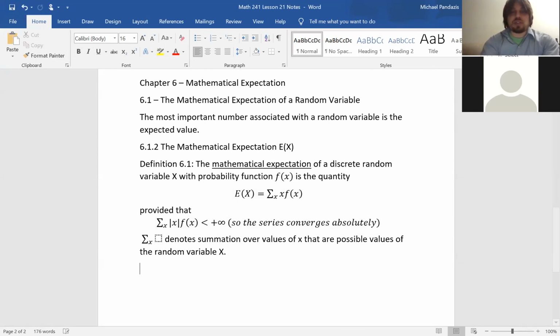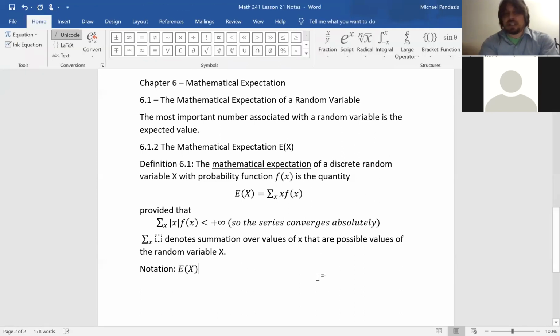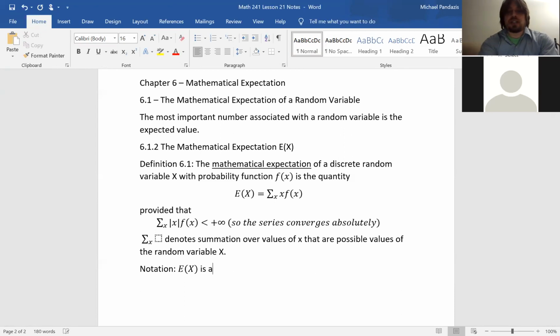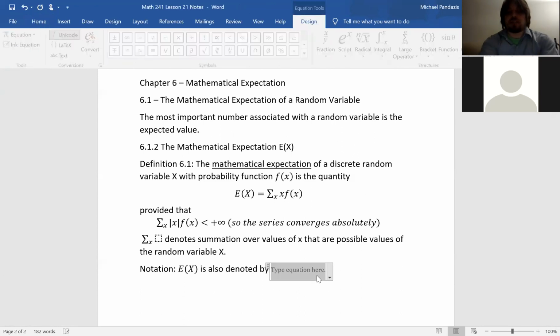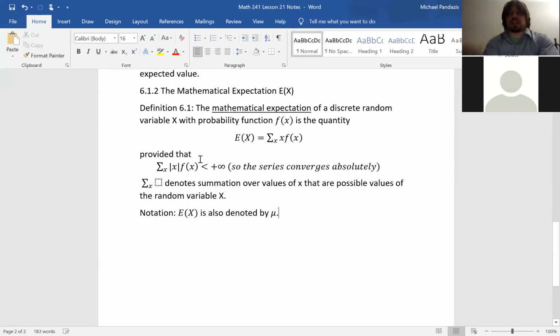Also, notation: E of x is also denoted by mu, which represents average. So E of x and mu are both notations in this context for the same thing. That might be a little confusing.